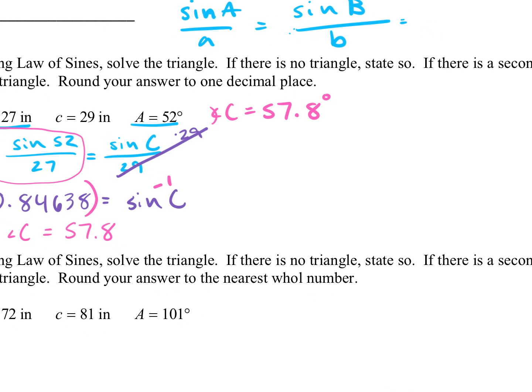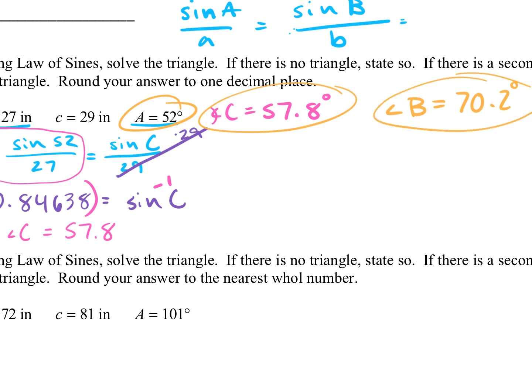So if we're given two angles, 52 and 57.8, how could we find the third angle, angle B? What would we do? Subtract from 180. Awesome. We would add 57.8 plus 52 and subtract that number from 180. So we get 70.2 degrees. So angle B would be 70.2.